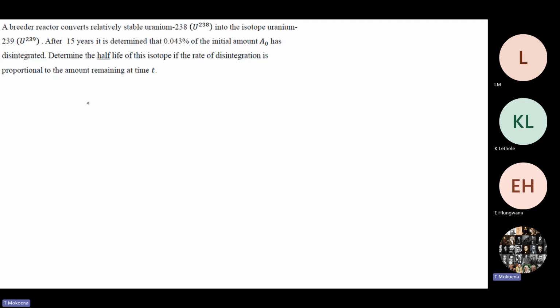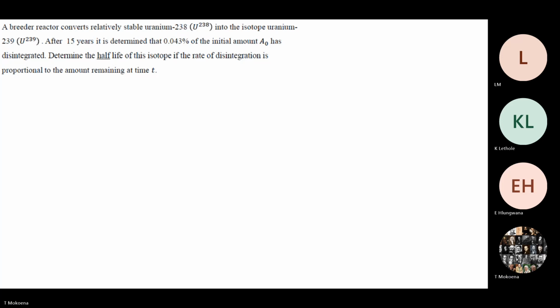Okay, good. So they say to us, a breeder reactor converts relatively stable uranium 238 into the isotope uranium 239. After 15 years, it is determined that 0.043% of the initial amount A initial of the isotope has disintegrated. Determine the half-life of this isotope if the rate of disintegration is proportional to the amount remaining at time t.